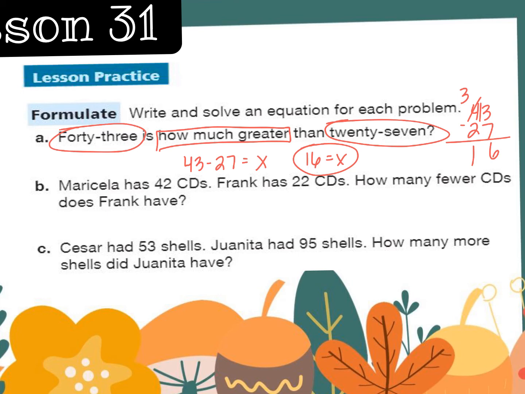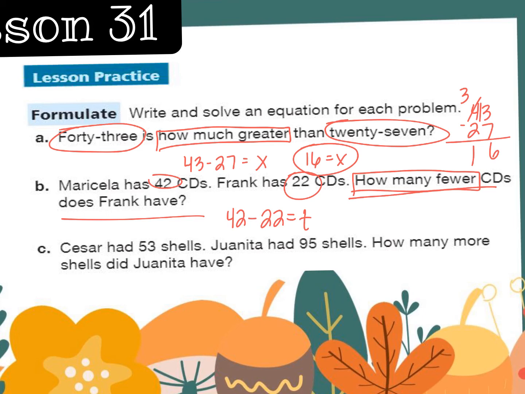Okay, let's look at the next one. Maricela has 42 CDs. Frank has 22 CDs. How many fewer CDs does Frank have? Okay, how's this going to look? 42 minus 22 equals T, okay? So then how do I solve that? I just do 42 minus 22, which is how much? 20. So 20 equals T.